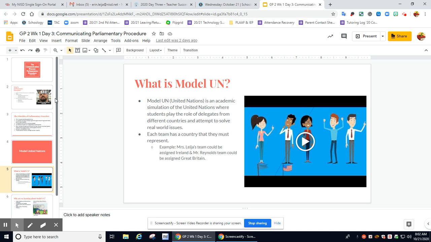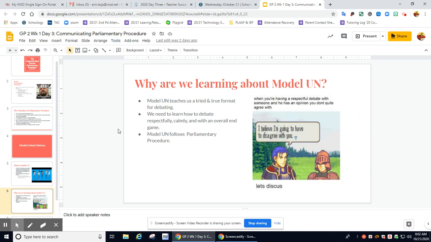So then Mr. Reynolds and I, as our teams, have some time to get our data together, because remember, evidence is everything. And then we simulate playing those countries and try to reach an agreement. If we cannot reach an agreement, then we keep going until we do, or something that is as close to an agreement as we can get. If you want to watch this video, it talks more about what Model UN is. It's a really great video, so please take a look at that.